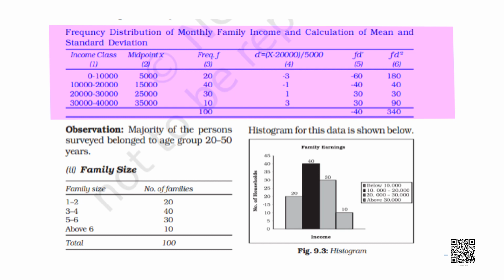Now, let us discuss their monthly family income status. Because we surveyed different family incomes, we have the data here on your screens. There were around 20 households which had income from 0 to 10,000. 40 households had income between 10,000 to 20,000. 30 households had income from 20,000 to 30,000. Around 10 households had income between 30,000 to 40,000.